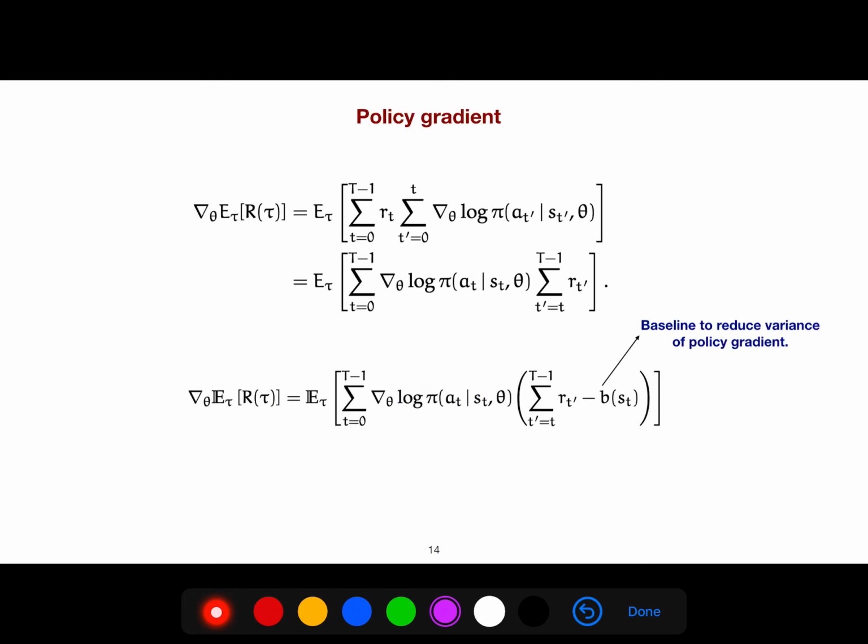And we have a baseline at each step to reduce variance. Of course, you can learn it. We can learn anything in machine learning. You can learn the baseline as well, to reduce the variance of the policy gradient.